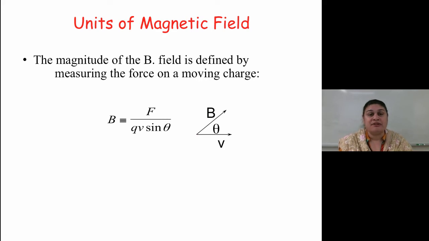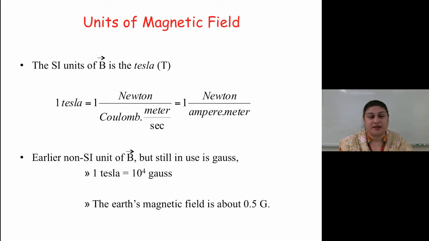So the magnitude of B field is defined by measuring the force on a moving charge. So B is by definition force divided by Q, the charge, v sine theta. The SI unit of magnetic field is Tesla, often represented as capital T. 1 Tesla is 1 Newton per Coulomb meters per second, or 1 Newton per ampere meter.